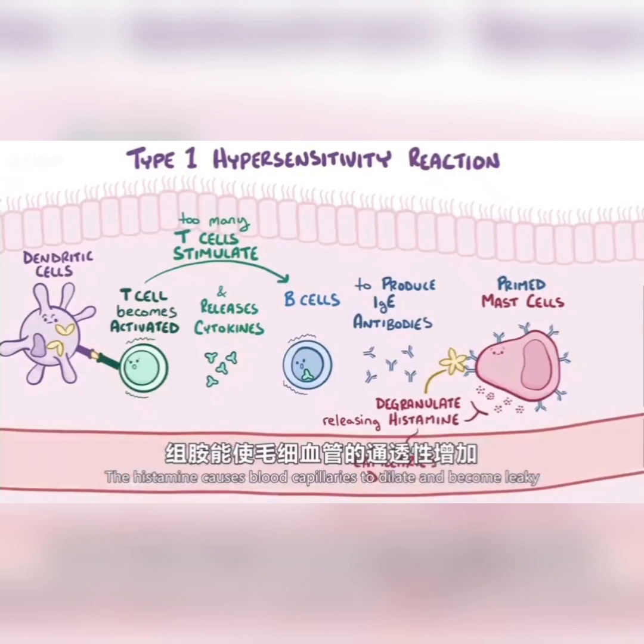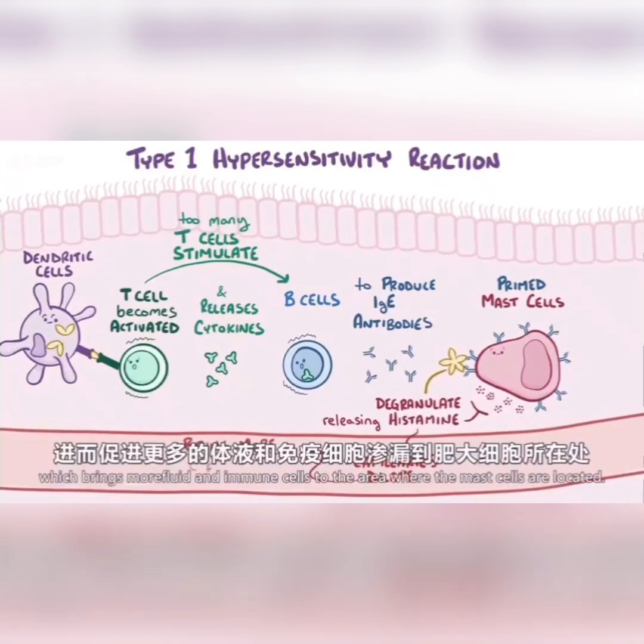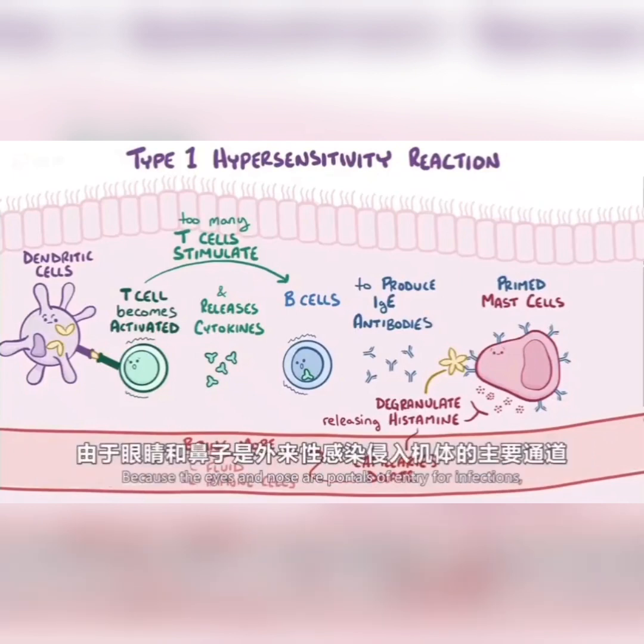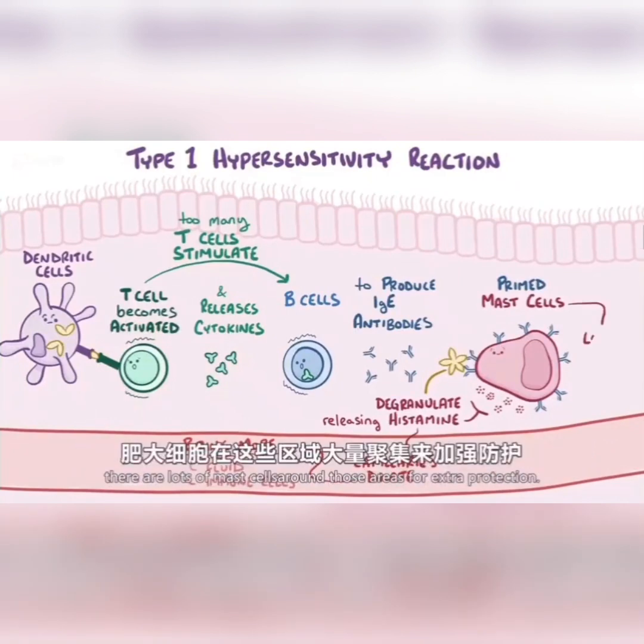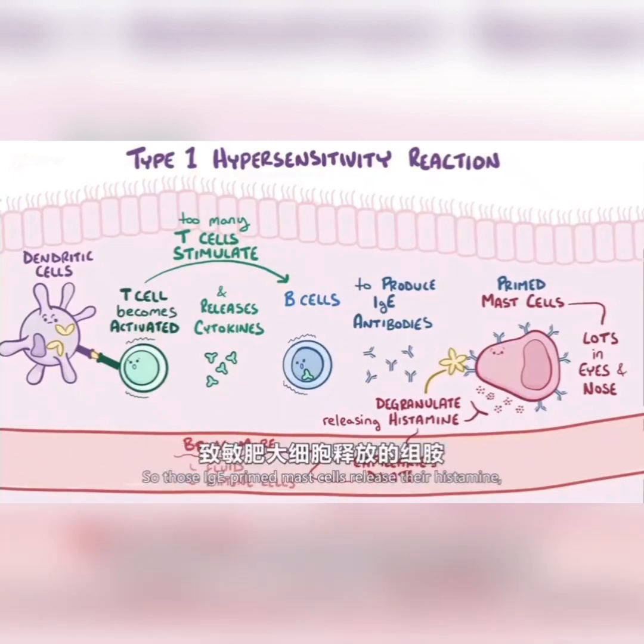The histamine causes blood capillaries to dilate and become leaky, which brings more fluid and immune cells to the area where the mast cells are located. Because the eyes and nose are portals of entry for infections, there are lots of mast cells around those areas for extra protection. So those IgE-primed mast cells release their histamine, which causes nearby capillaries to dilate, flooding the facial tissues with fluid.